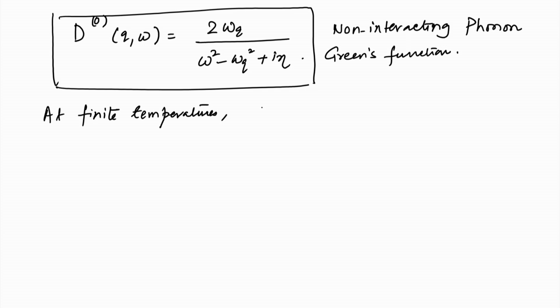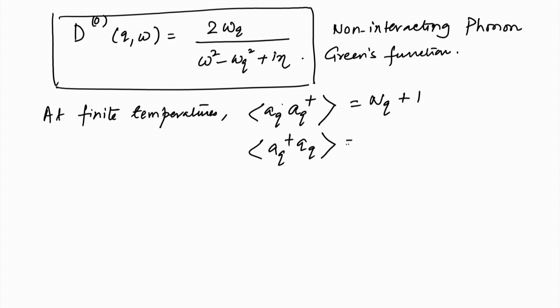So, at finite temperatures what happens is that these expectations have values that involve the number operator for a given q, which is equal to n_q plus 1, and this is equal to the number operator n_q, which is given as the Bose distribution function given by this. So, the Green's function above is given at finite temperature.